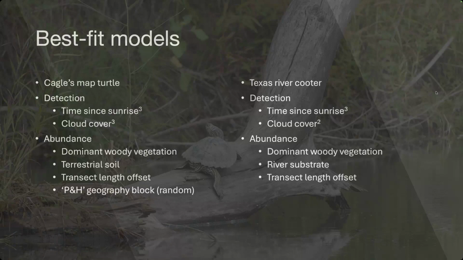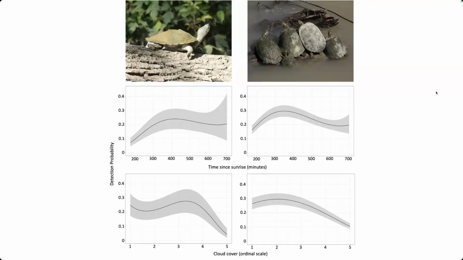For Texas river cooter, the detection variables in the top model included the time since sunrise and the cloud cover, and abundance was determined also by dominant woody vegetation, but also river substrate, and no geography blocks. So basically, for Texas cooter, since the geography blocks weren't included in the best fit models, we determined that geography was a relatively poor predictor of abundance. Here, these plots show the detection probability for Cagle's map turtle on the left and for Texas river cooters on the right.